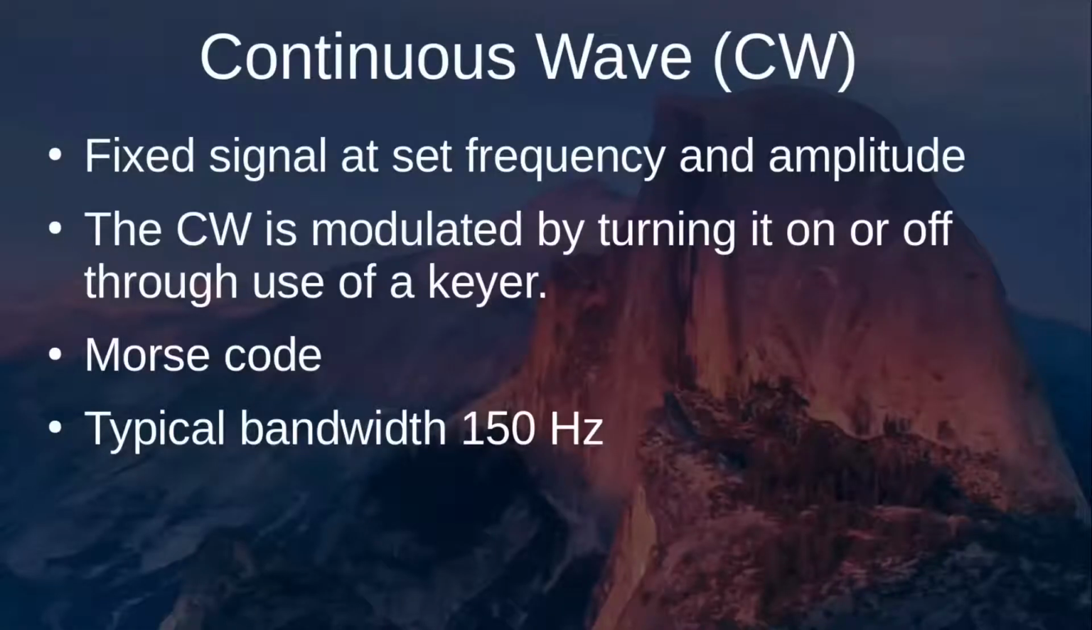One of the simplest forms of modulation is called continuous wave, or CW. Many of you will be more familiar with this as Morse code.